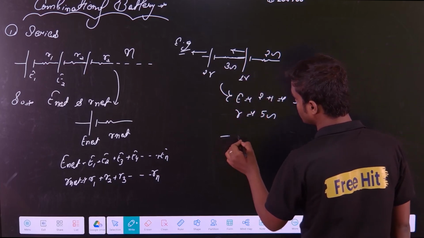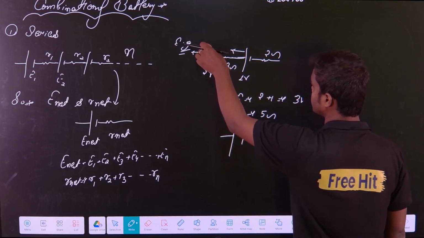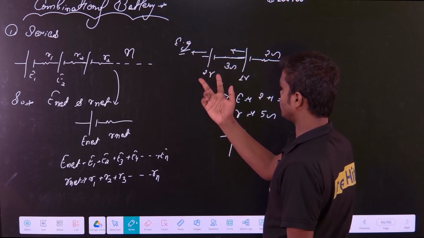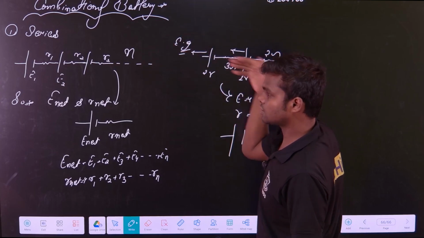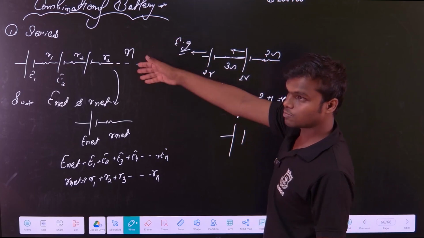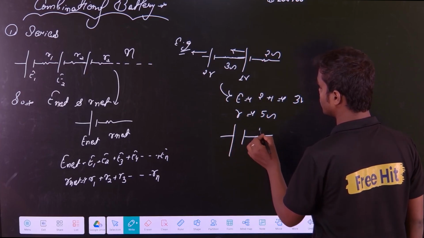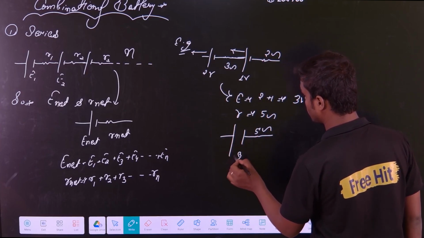So I will draw the battery whose positive terminal will be here. Why here? Because I have taken the current going in this direction, so this direction I have taken as positive. So obviously this should be positive, this should be negative, and there will be 5 ohm of resistance, and this is the 3 volt battery.